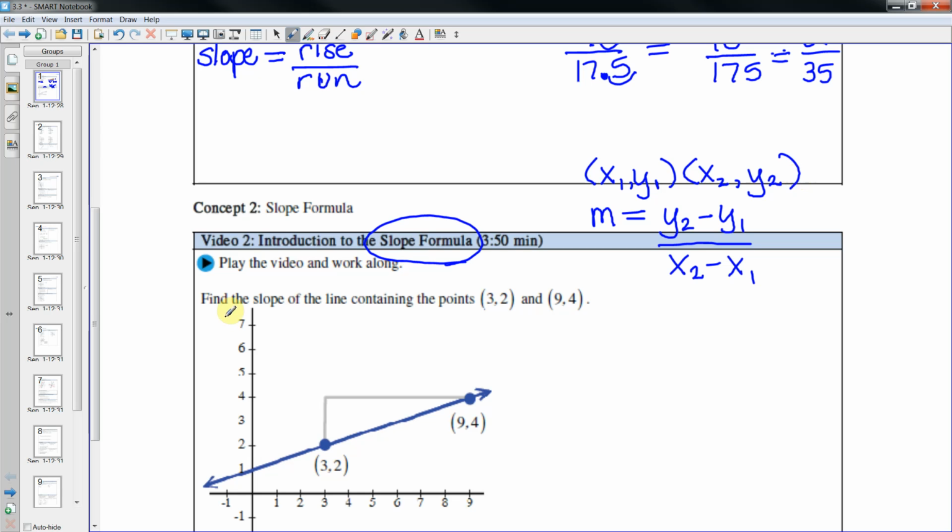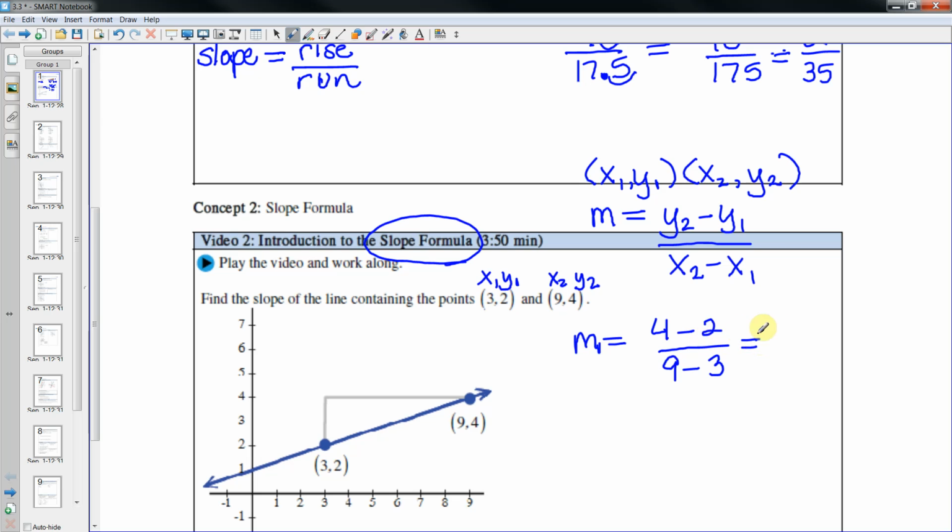So if I have a problem and it says find the slope of the line containing the 2 points, 3, 2, and 9, 4, I label my points first. I label this one x1, y1 because it's the first point that's listed, and the 9, 4 is the second point that's listed. So then I go to my formula. M equals, and incidentally, the letter M stands for slope. I'm not really sure why, but it stands for slope. So anytime you see M, that stands for slope, especially when we're graphing. So y2 is 4 minus y1 is 2 over x2 is 9 minus x1 is 3.